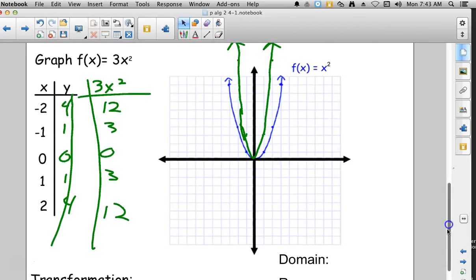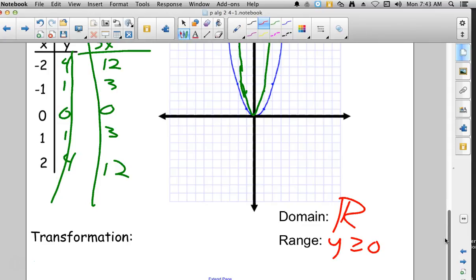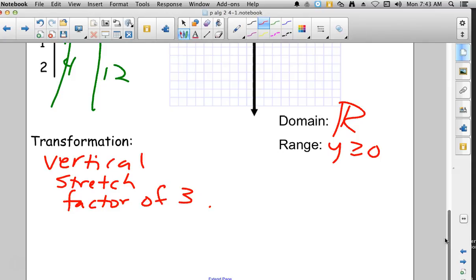So, question for you. Can you think of any numbers that we could not use for x? So our domain is still all reals. Is our lowest point any different than it was for the other graphs? So we're still talking y is greater than or equal to 0. But this one, we've got a blank here for transformation. What was the transformation of this one again? Vertical stretch, factor of 3.